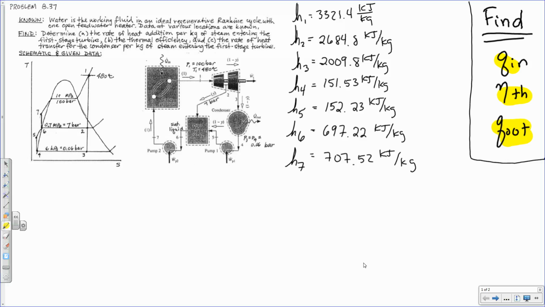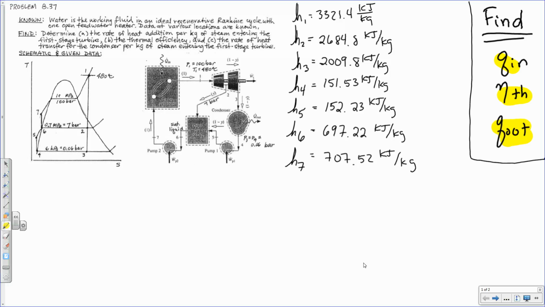So 8.37, the problem statement says, water is the working fluid in an ideal regenerative Rankine cycle. Superheated vapor enters the turbine at 10 megapascals and 480 degrees C, and the condenser pressure is 6 kPa. Steam expands through the first stage turbine to 0.7 megapascals, where some is sent to an open feedwater heater at 0.7 megapascals, the same pressure. The remaining steam expands to 6 kPa for the condenser.